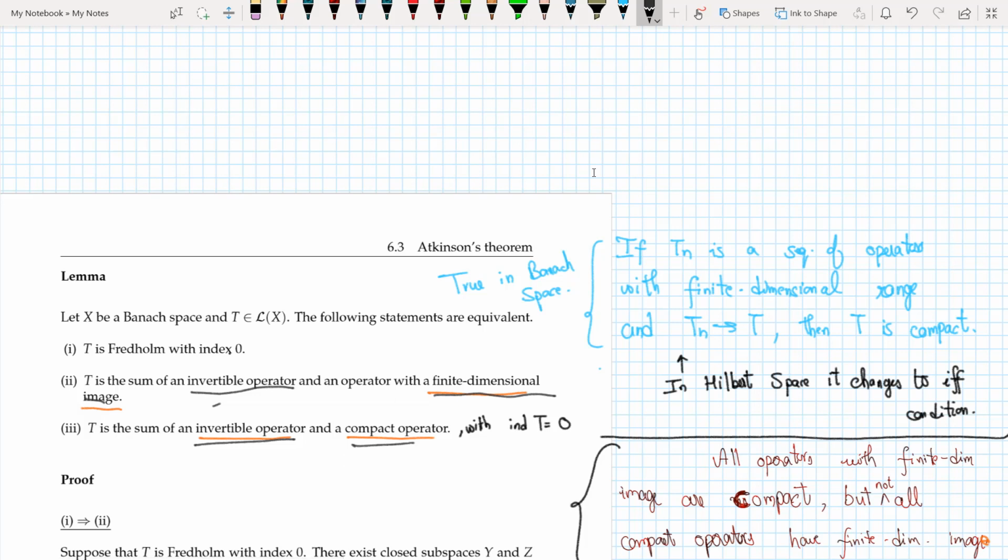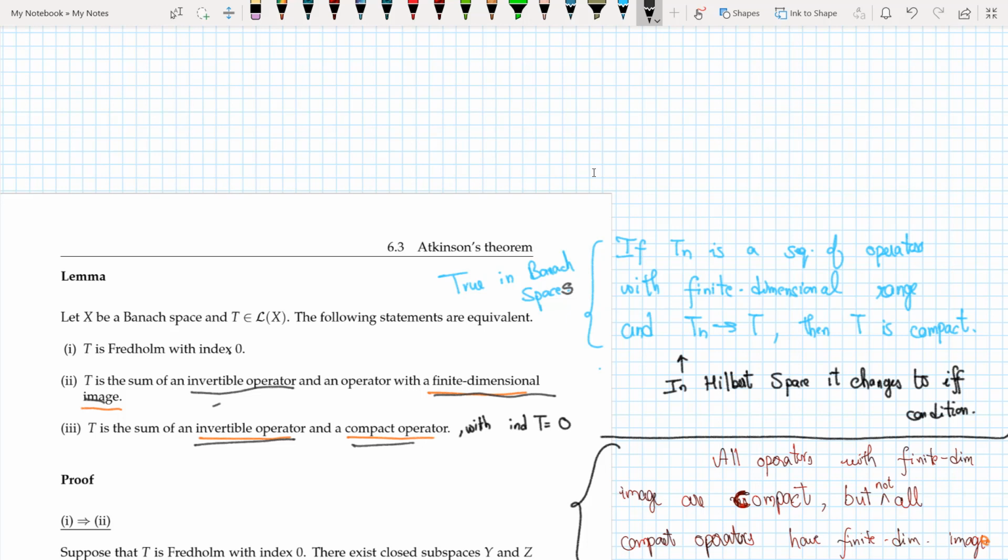Now we saw before that if Tn is a sequence of operators with finite dimensional image and Tn converges to T, then T is compact. Now this was true in the case of Banach spaces. Now in Hilbert spaces, this condition changes to if and only if. So T is compact if and only if it is the limit of a sequence of operators with finite dimensional range.